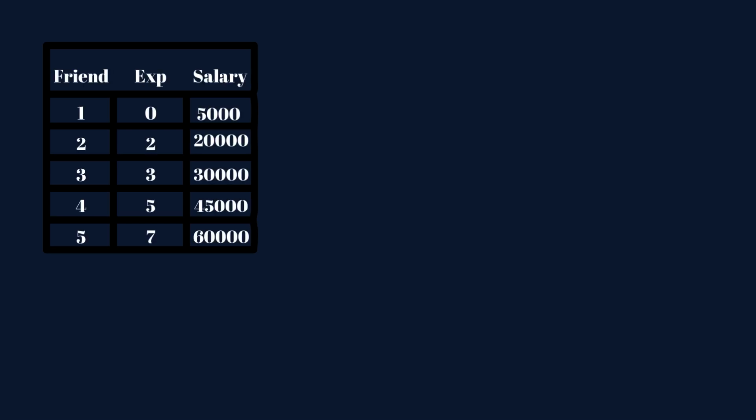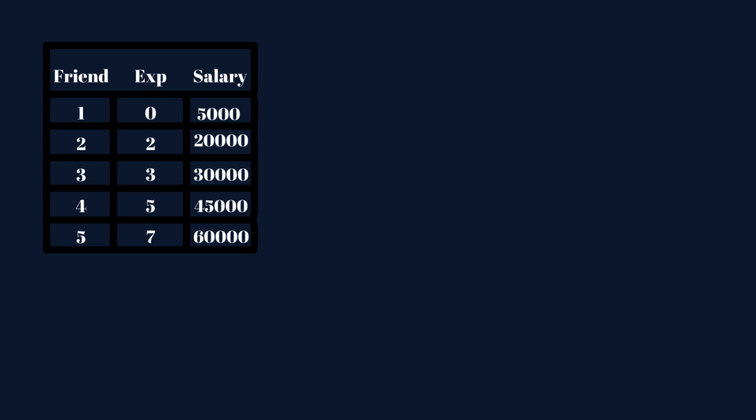Firstly, let's start with one independent variable. Assume that we are working in a company and we know the salaries of 5 of our friends. We also know how many years of experience they have in the company. Years of experience is going to be our independent variable in this case. We will predict the salaries of our friends from their experience. Let's fill the table with the experiences and salaries. We named our friends friend 1 to 5 and put the years next to them: 0, 2, 3, 5 and 7. Salaries in order: 5, 20, 30, 45, 60 thousand.